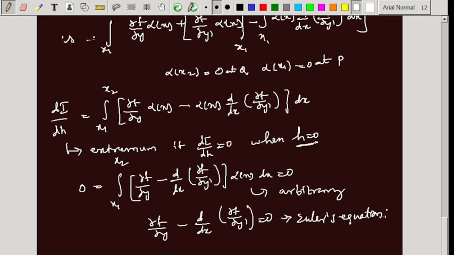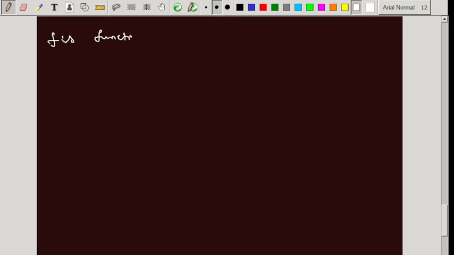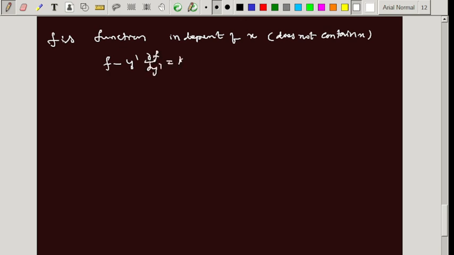Suppose f is independent of x. Okay, that means the function does not contain x. Then we can use the formula f minus y dash into dou f by dou y dash equal to k. K is constant.